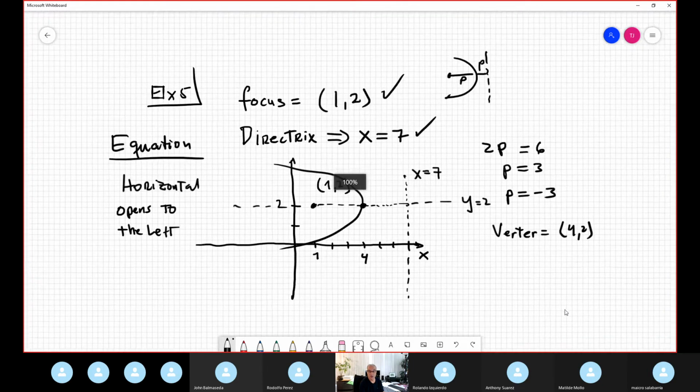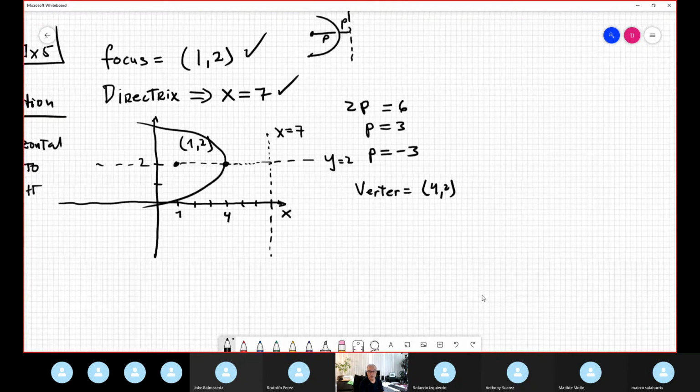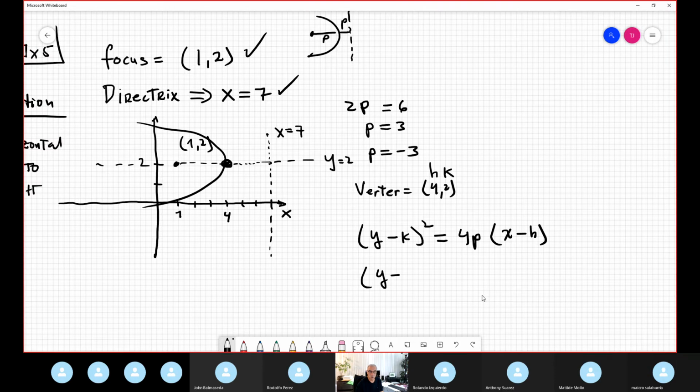The equation is, let me see, let me try. Let me write. This is y minus k squared is equal to 4p times x minus h, no? Something like that. Who is k? Look, this is the vertex. This is h, and this is k. So k is 2, h is 4.